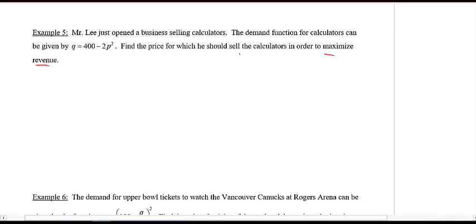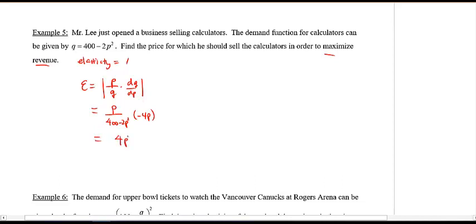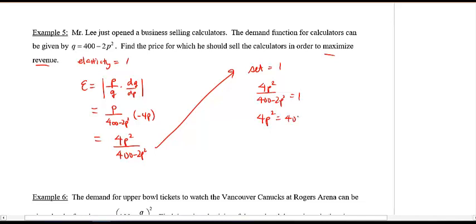Max revenue, remember? Max revenue means elasticity equals 1. Approximately $8.16. Is that what you got? You got it right.